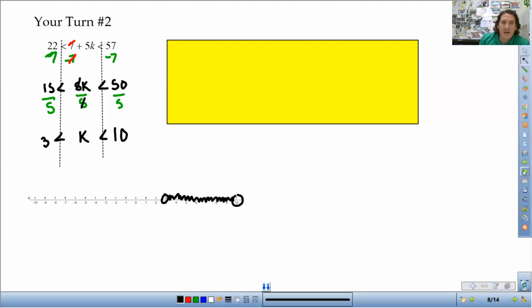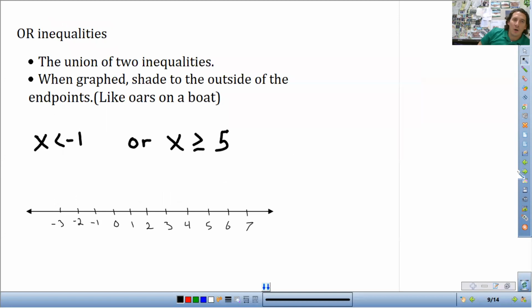All right. The other type of inequalities are OR inequalities. OR inequalities are really easy to identify. They will say OR in them. It's the union of two inequalities. Basically, when you graph them, it's going to look like oars on a boat, always going to the outside. So the AND inequalities point towards each other, OR inequalities go to the outside.